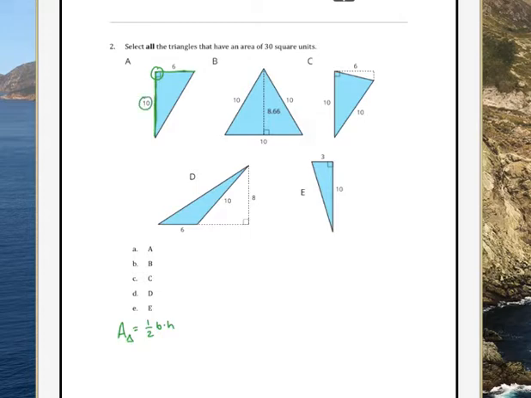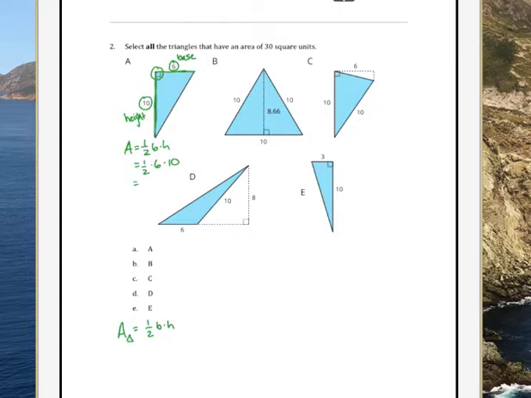I'm going to call 10 my height, just because normally when I'm looking at something, I'll call it the height if it's up and down vertically, and the base if it's left and right horizontally, but it doesn't really matter because either way it works. So the 6, I'll call that the base for this one. Then I'll use the formula: 1/2 base times height gives us 1/2 times 6, the base, times 10, the height.